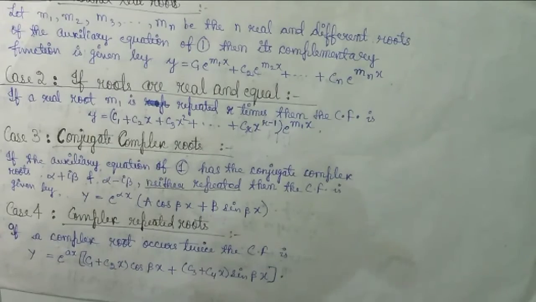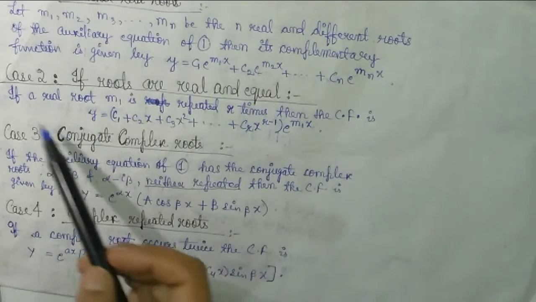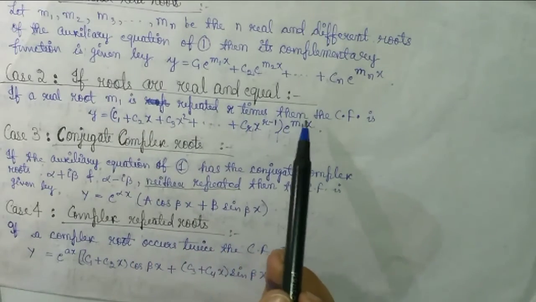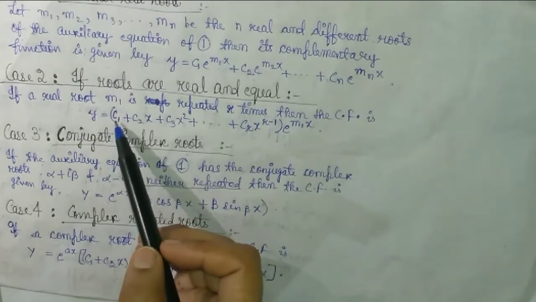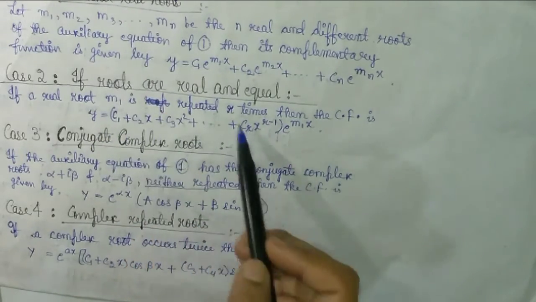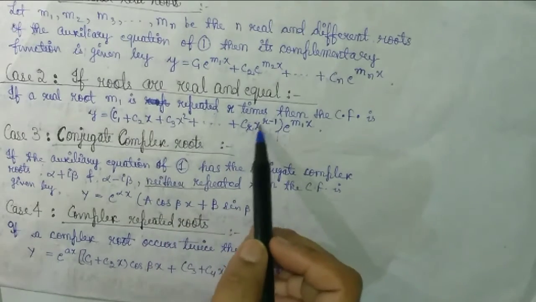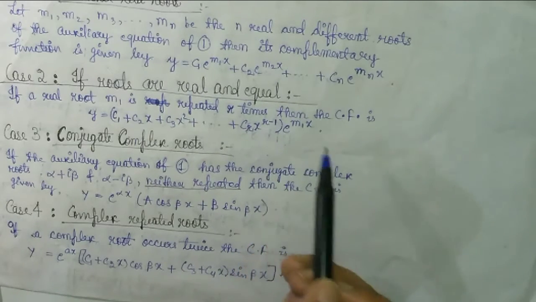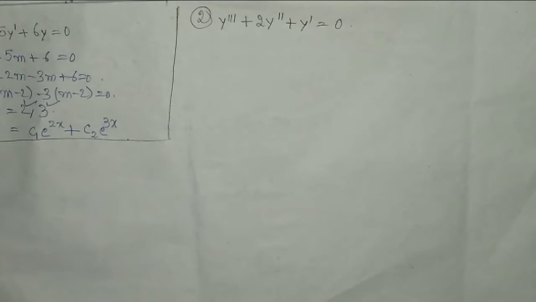Alright, now let us see the second case, that is, if the roots are real and equal. If a real root m1 is repeated r times, then its complementary function is given by this. Here the constants will go up to c1, c2 and cr, that is the rth term. And the last power of x will be r minus 1, that is 1 less than r. Now let us understand the second case in a better way through an example.